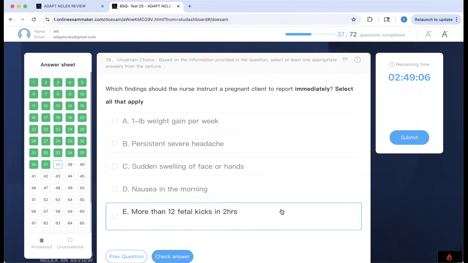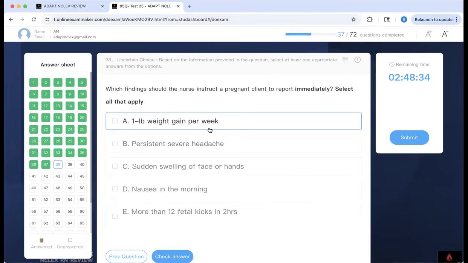Which findings should the nurse instruct the pregnant client to report immediately? Patient is pregnant, maternity question, health promotion, select all that apply. One pound weight gain per week, persistent severe headache, sudden swelling of the face and hand, nausea in the morning, and more than 12 kicks in 2 hours. If you have a pregnant patient, you're providing health promotion and maintenance, and you tell them which one they should call you about right away? What do you think?